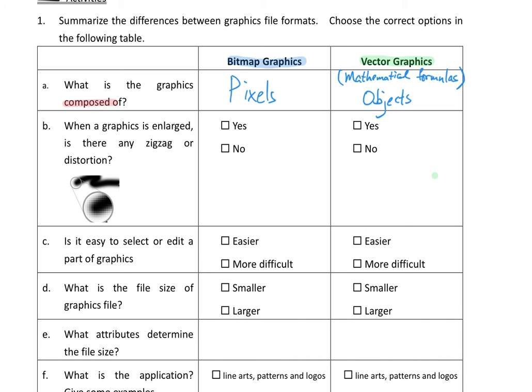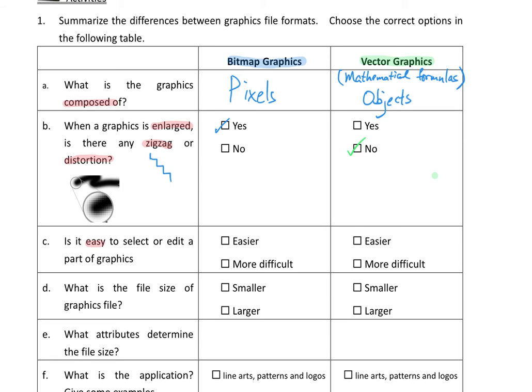Okay, and then second, when it is enlarged, will there be any zigzag or distortion? Okay, zigzag means on the edge you may see some letter shape, which is because the graphic is composed of pixels. Okay, so the answer for bitmap is yes, and for vector it is no. Alright, and then let's go on.